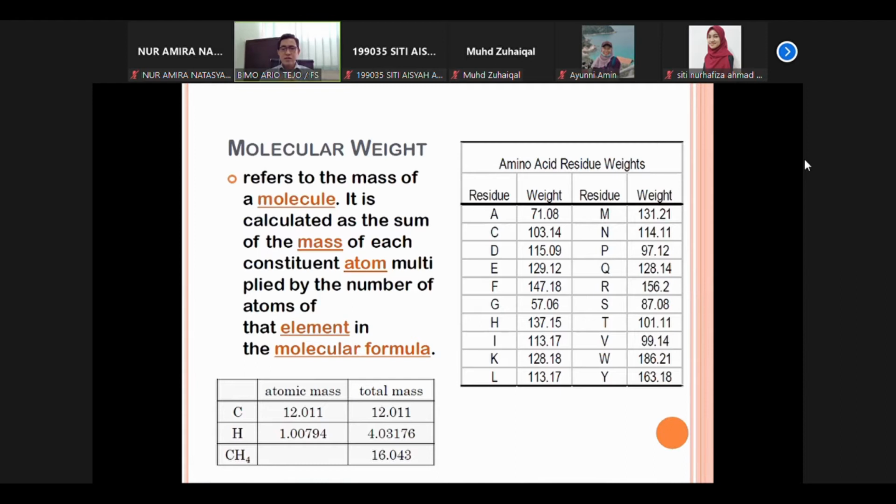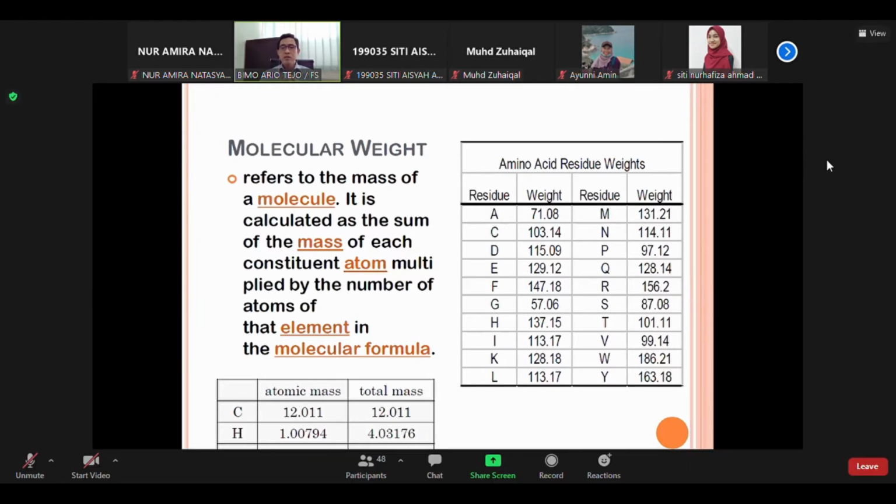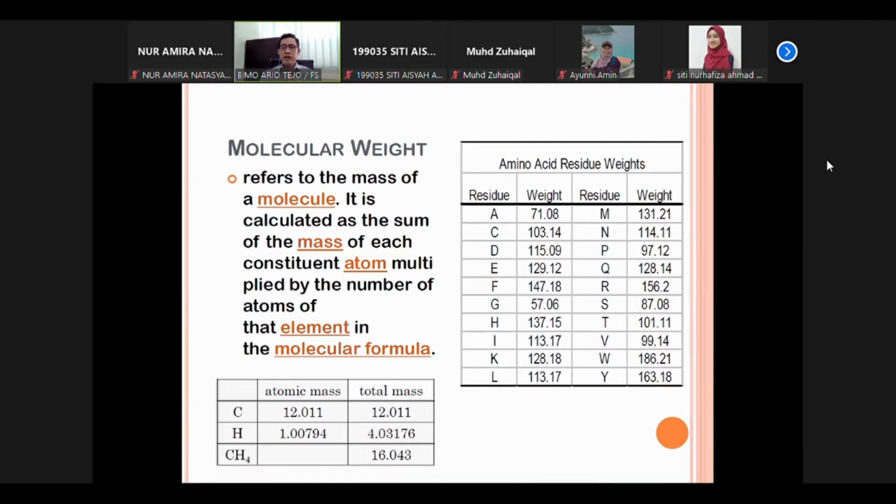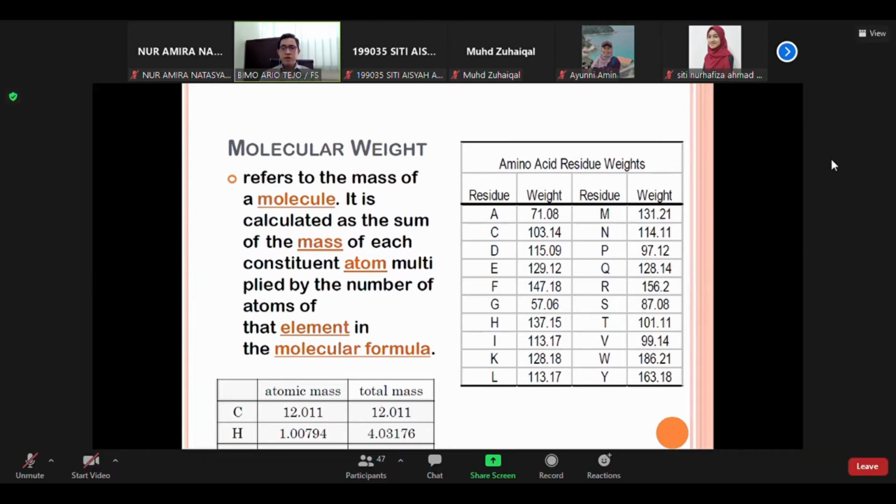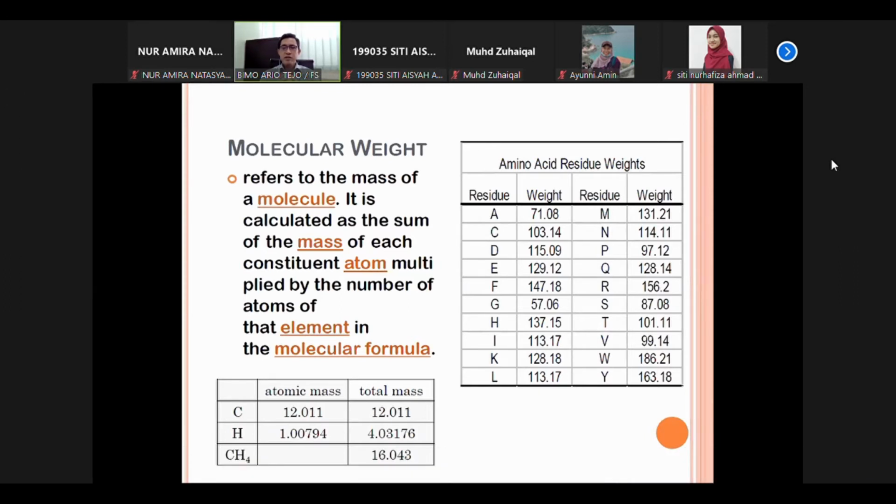As I have told you in my previous lecture, I encourage you to memorize the single letter code of amino acids. A is alanine, C is cysteine, D is aspartic acid, etc. And they have molecular weights. So if you have a protein that consists of several amino acids, then by knowing the molecular weight of each amino acid, you can calculate the molecular weight of your protein.